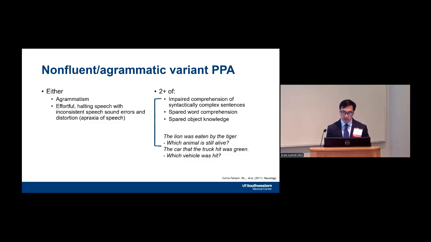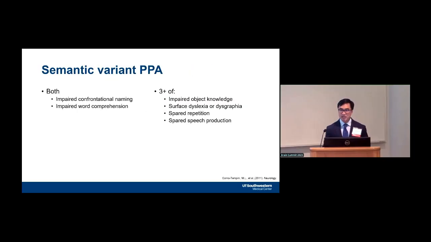So there ought to be a variant that doesn't recognize words or objects, and that's the semantic variant of primary progressive aphasia, where they would have word finding difficulties, right? They'll have a hard time naming that object, but that's because they don't know what that object is anymore. They don't know what that picture represents. And you can test that by actually showing them objects.